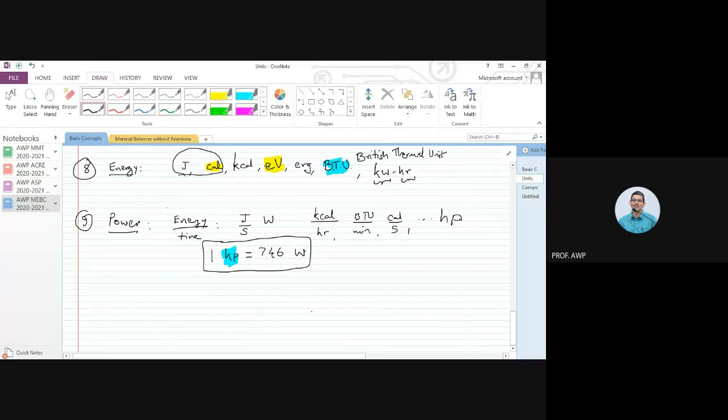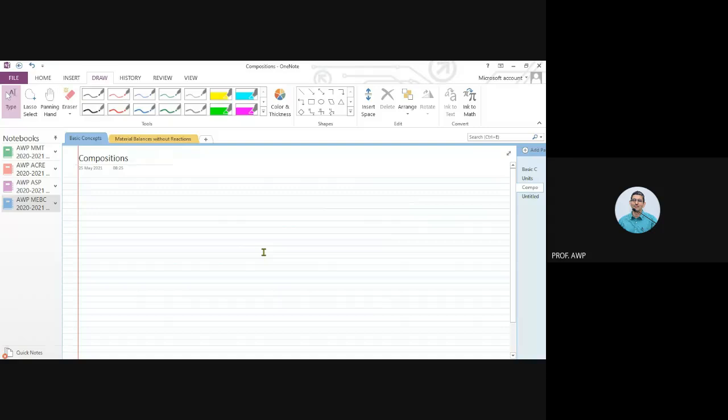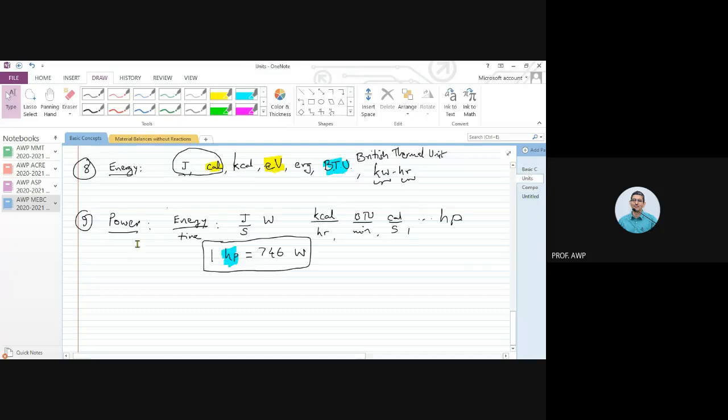Any other point, or shall we go to the next important point, compositions? Maybe I'll just give you an example, just give you some homework.